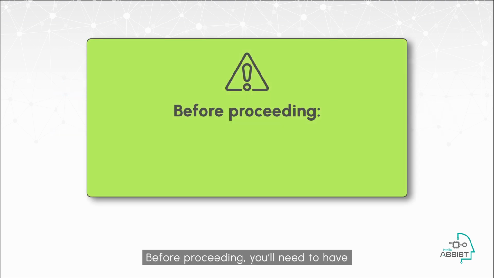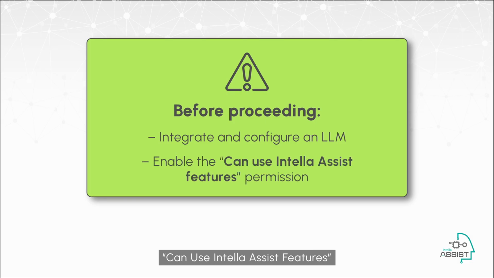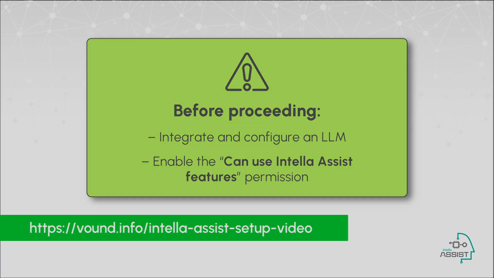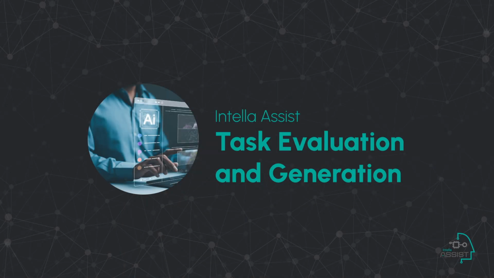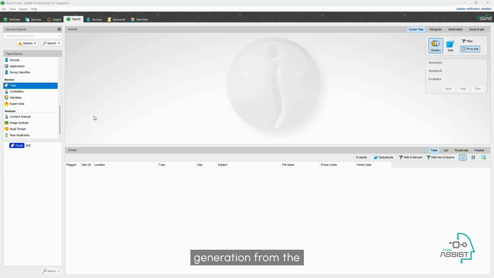Before proceeding, you'll need to have integrated and configured an LLM for use with Intella. And if you're using Intella Investigator or Intella Connect, you'll need to ensure that the Can Use Intella Assist Features permission is enabled. These topics are covered in our Intella Assist setup and configuration video, linked on screen and in the video description. Intella Assist, Task Evaluation and Generation. We'll be showing task evaluation and generation from the perspective of Intella Professional, but the workflow is mostly the same as Intella Investigator and Intella Connect.